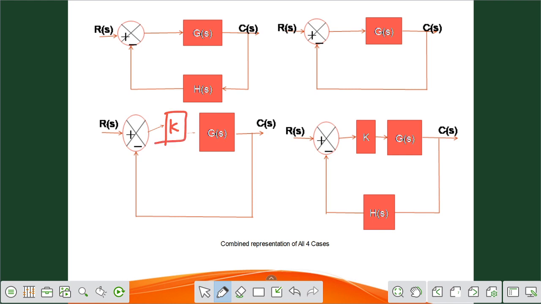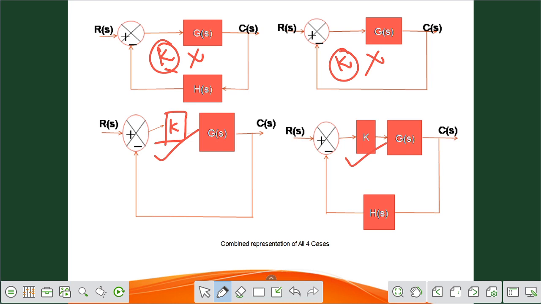In all the cases, here K is not there, K is not there. Open loop path gain is not there. Open loop transfer function gain is not there. Here open loop transfer function gain is not there. Here open loop transfer function gain is available. Here open loop transfer function gain is available.